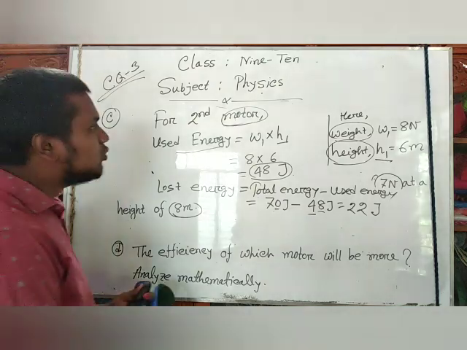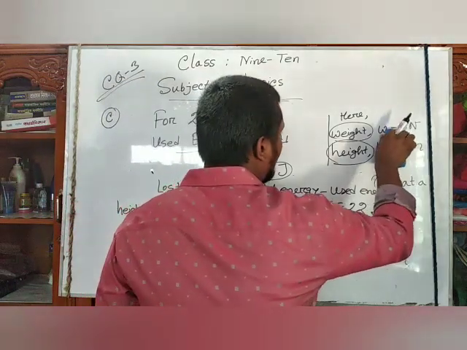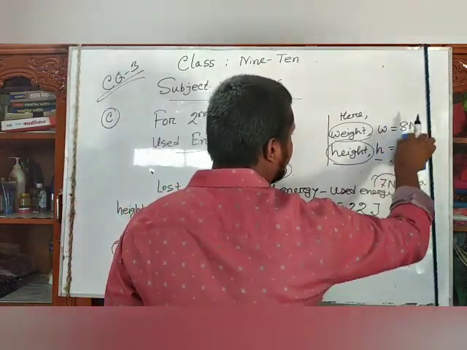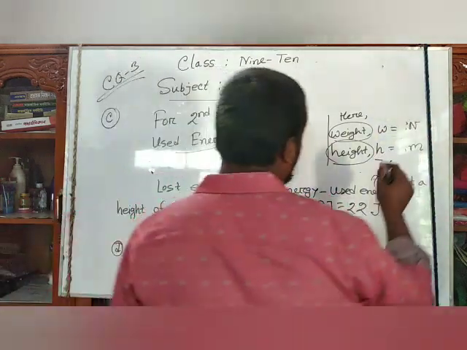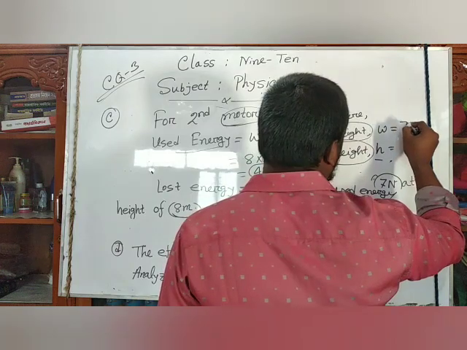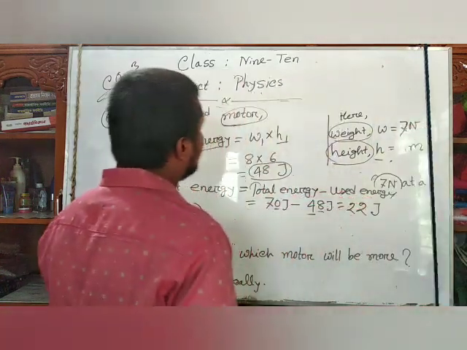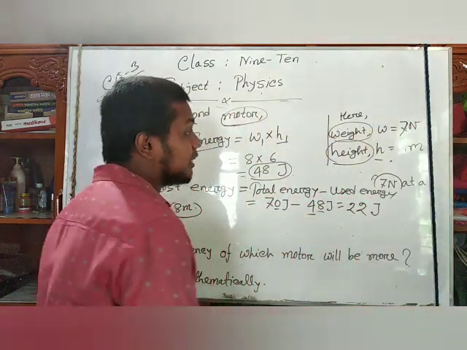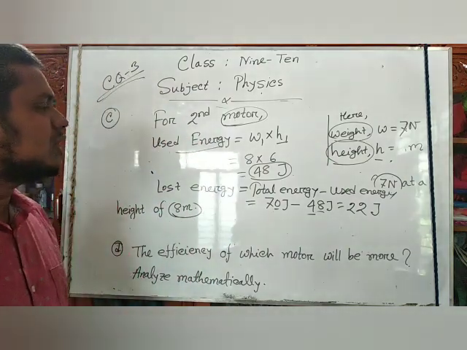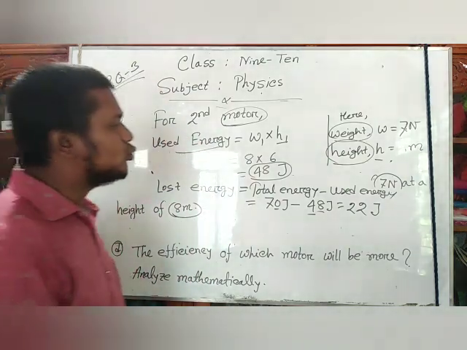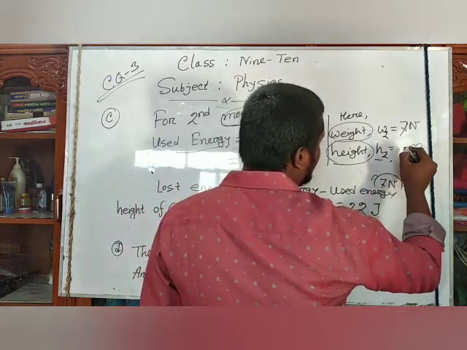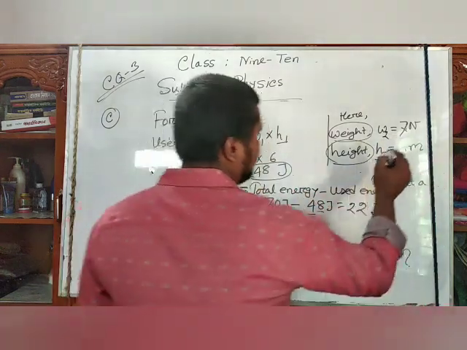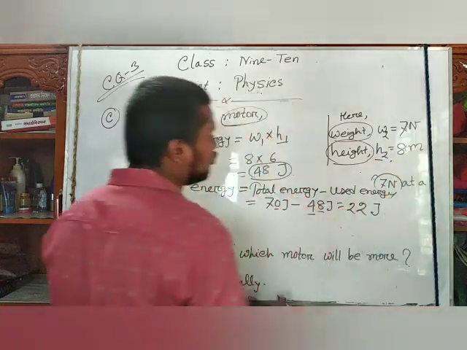You know that the used energy, weight and height must be changed. Then the result of used energy must be changed. The weight for the second motor, which transfers an object whose weight is 7 Newton and the height is 8 meter. So dear students, what do you see?